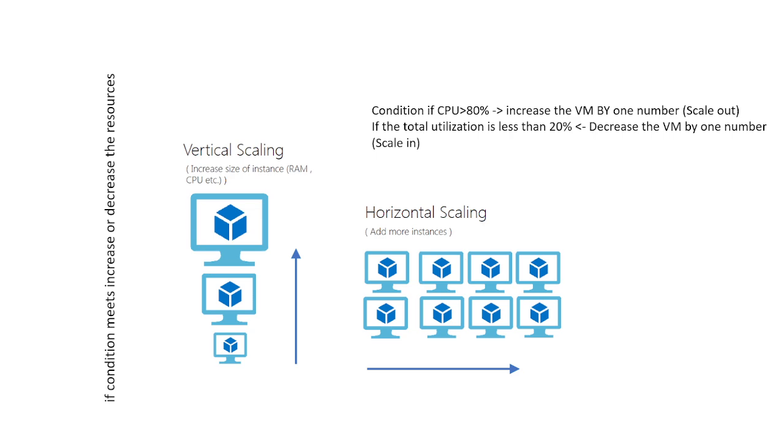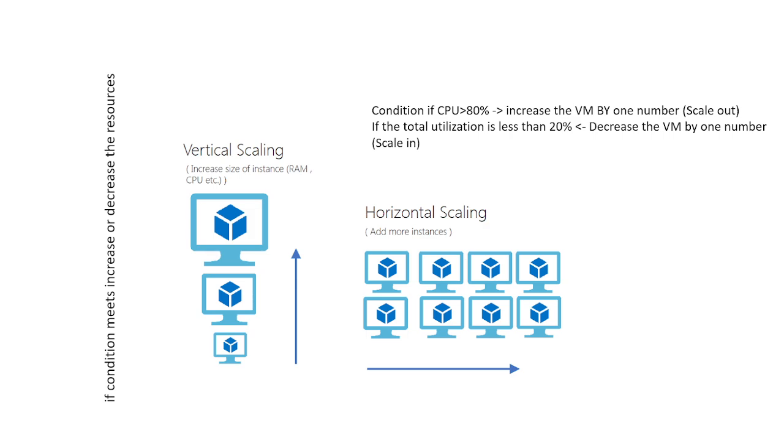But in case of horizontal, you see parallel virtual machines get built. See the condition I have given. If the CPU goes greater than 80%, increase the virtual machine by one number. That is called scale out. If the total utilization is less than 20%, then decrease the virtual machine by one number. That is called scale-in. Scale-in means reducing the number of virtual machines. Scale-out means increasing the number of virtual machines.